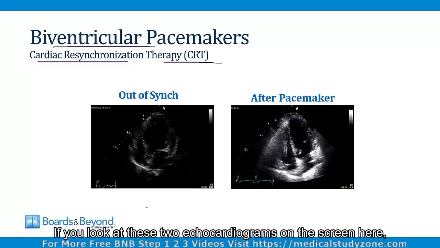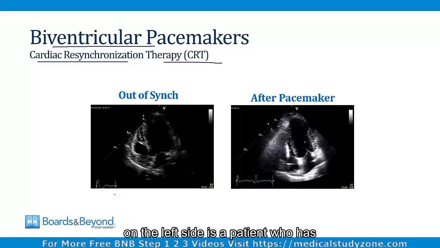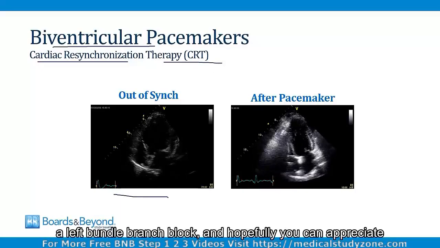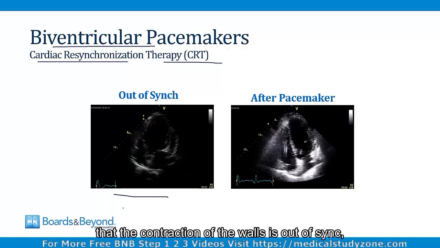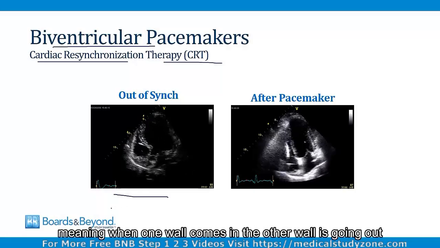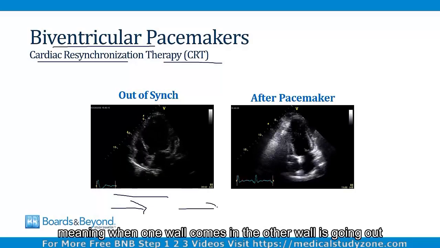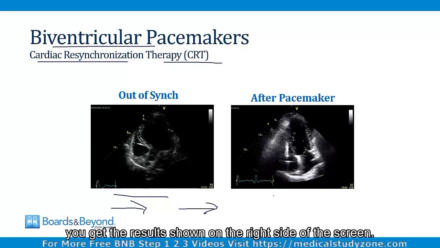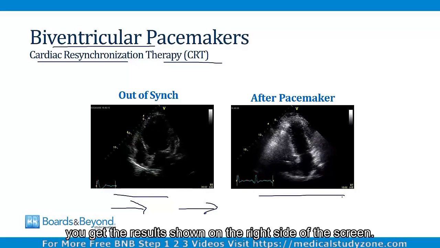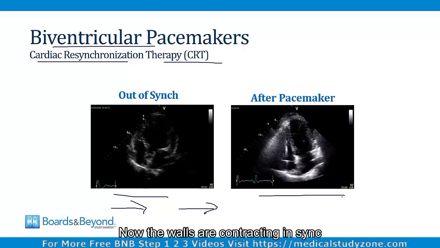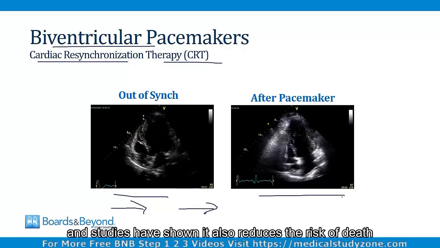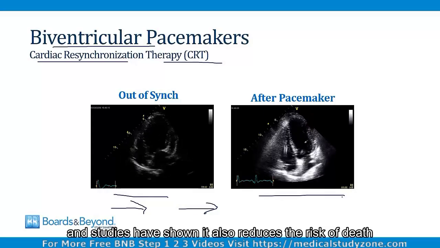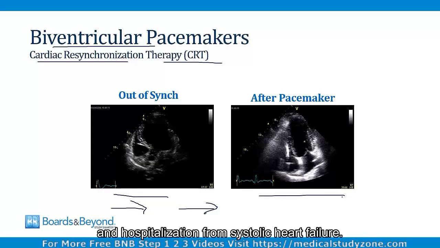If you look at these two echocardiograms on the screen here, on the left side is a patient who has a left bundle branch block, and hopefully you can appreciate that the contraction of the walls is out of sync, meaning when one wall comes in, the other wall is going out, and vice versa. After placement of a biventricular pacemaker, you get the result shown on the right side of the screen. Now the walls are contracting in sync, and this improves the left ventricular function, and studies have shown it also reduces the risk of death and hospitalization from systolic heart failure.